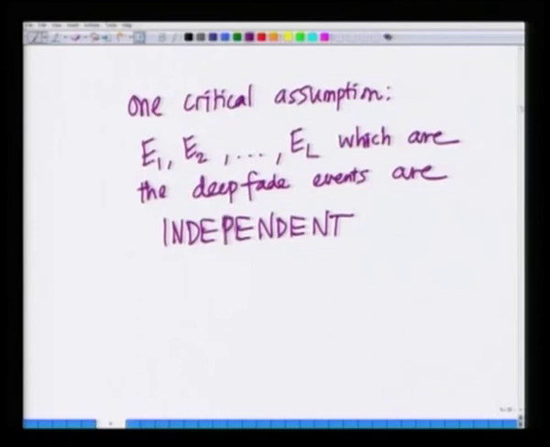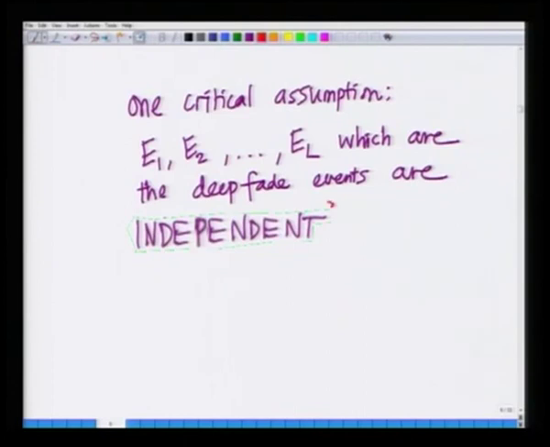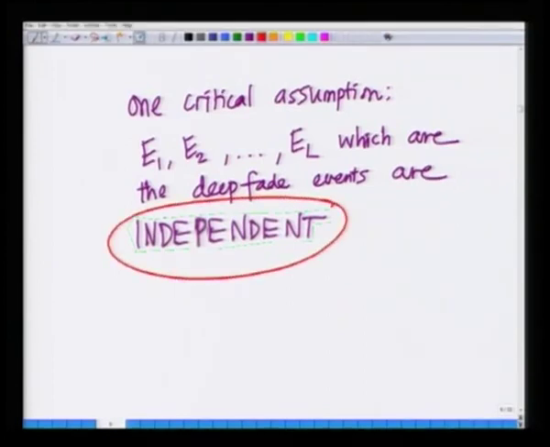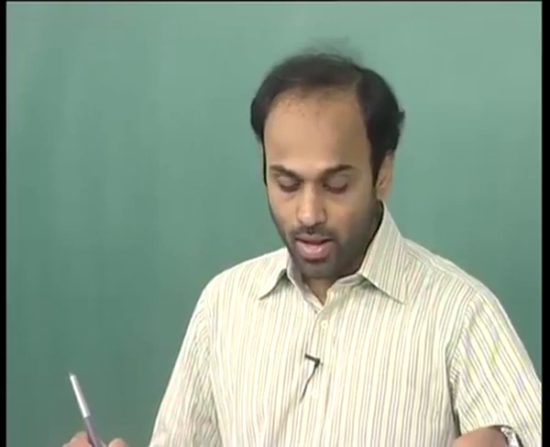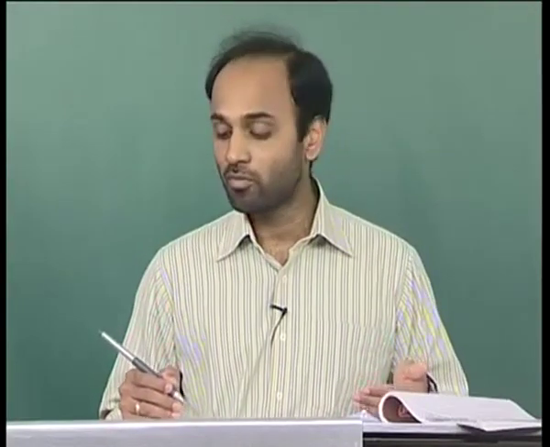Remember, this is a critical assumption in the previous analysis, that these deep fade events across the L receive antennas are independent. We said we have L links corresponding to the L receive antennas, and each of the channels across these antennas are independent. That is the result. We had the probability of the intersection as the product of the probabilities. So, the key assumption here is the independence of these channels. Now, it turns out that for these channels to be independent, the antennas have to be placed sufficiently far apart.